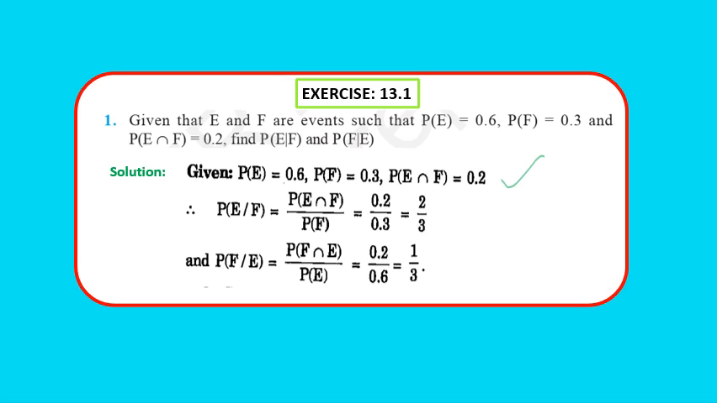So P(E|F) will be equal to, using the formula, P(E ∩ F) upon P(F). So putting the values we get 0.2 upon 0.3, which is equal to 2 by 3. And P(F|E) is equal to P(F ∩ E) upon P(E), which is equal to 0.2 upon 0.6. Simplifying we get 1 upon 3. Clear? So pause and note down the solution.